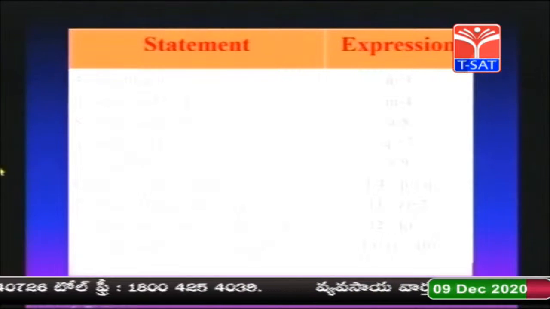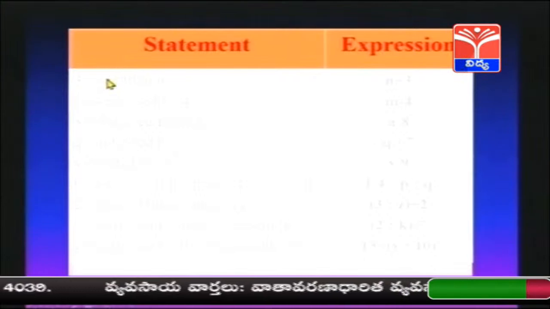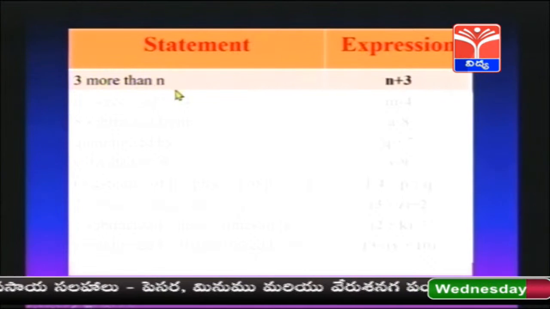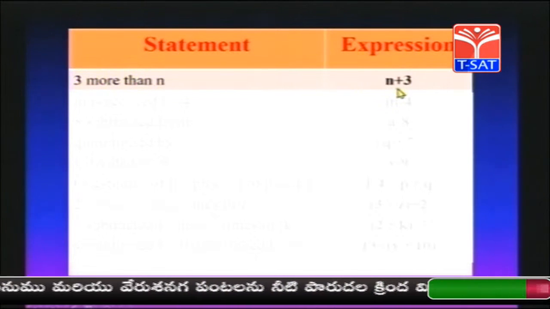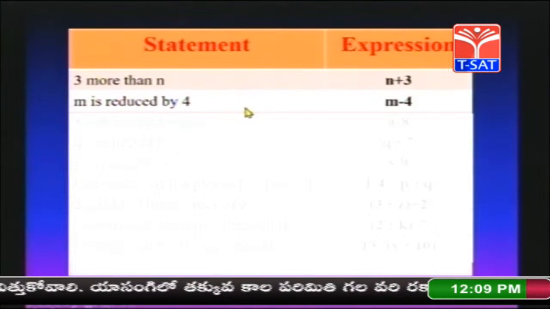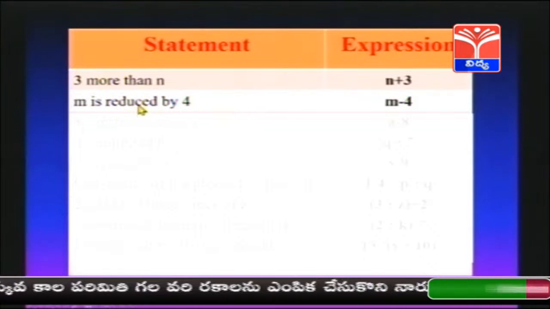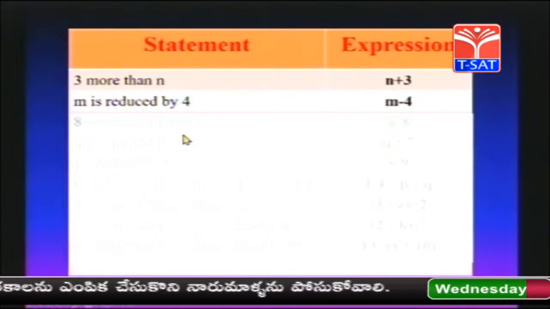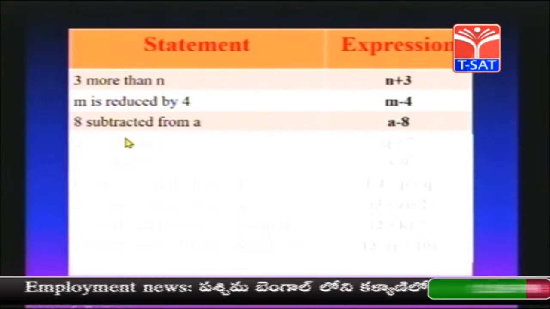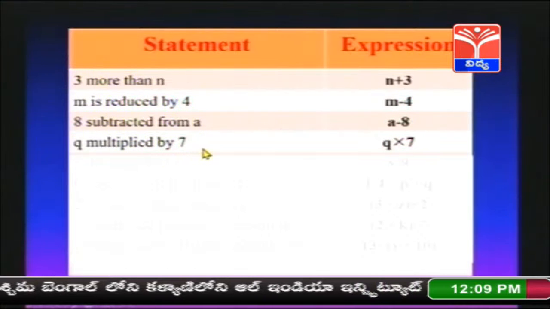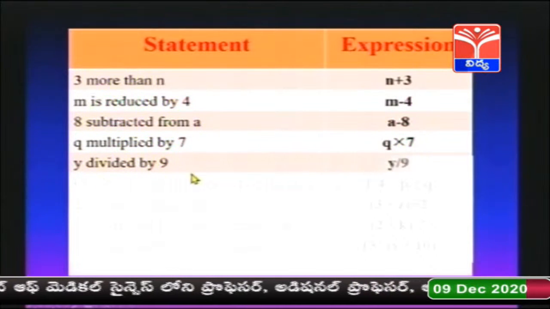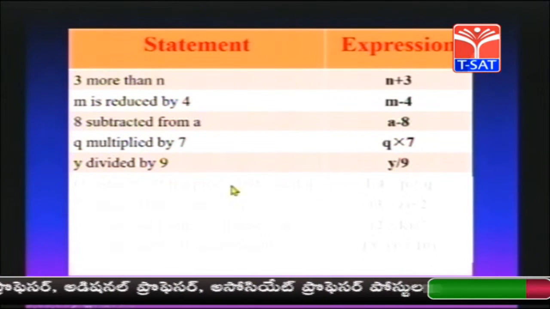Let us observe a table in which we will take a statement and write it in the form of an expression. As you can see here, 3 more than n can be written as n plus 3. Next one, m is reduced by 4 can be written as, reduced means subtracted, that is m minus 4. Next one, 8 subtracted from a, that is a minus 8. q multiplied by 7 can be written as q into 7. Next one, y divided by 9 can be written as y by 9.